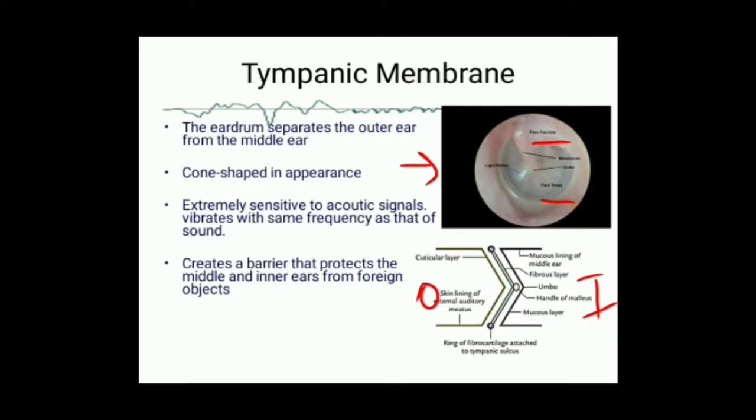You can see the handle of the malleus, situated in the middle ear bone, visible through the semi-transparent tympanic membrane. The tip of the malleus is attached to the center of the tympanic membrane and is called the umbo. And here there is a cone of light.